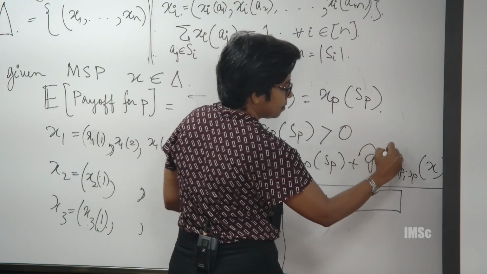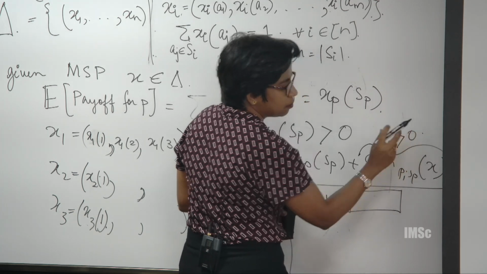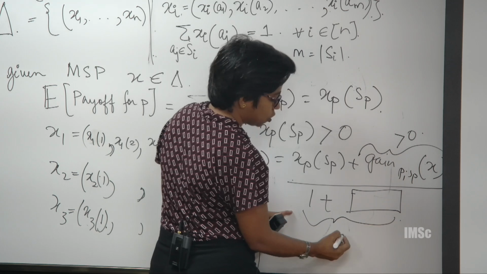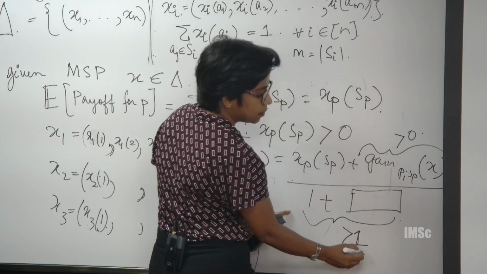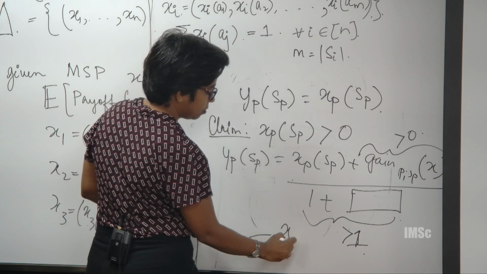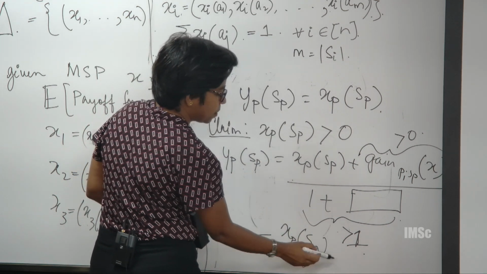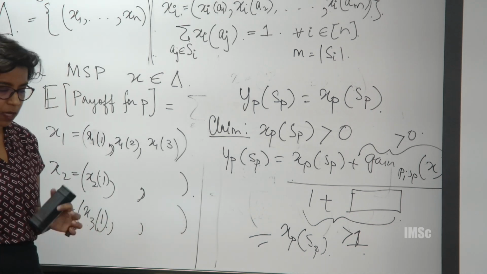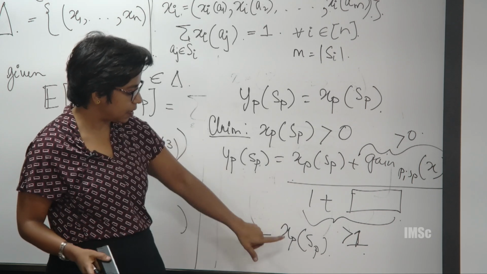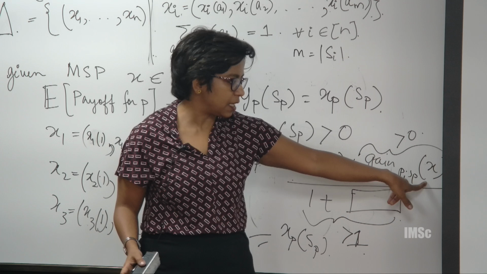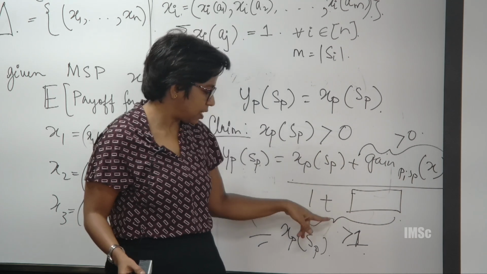I am going to just write this as this thing, okay. So, this quantity is greater than 0 by our assumption, correct. This makes this denominator greater than 1, right. Now, Y_p(s_p) should be equal to X_p(s_p), right. X_p(s_p) is already sitting here, you just have an X_p(s_p) here.